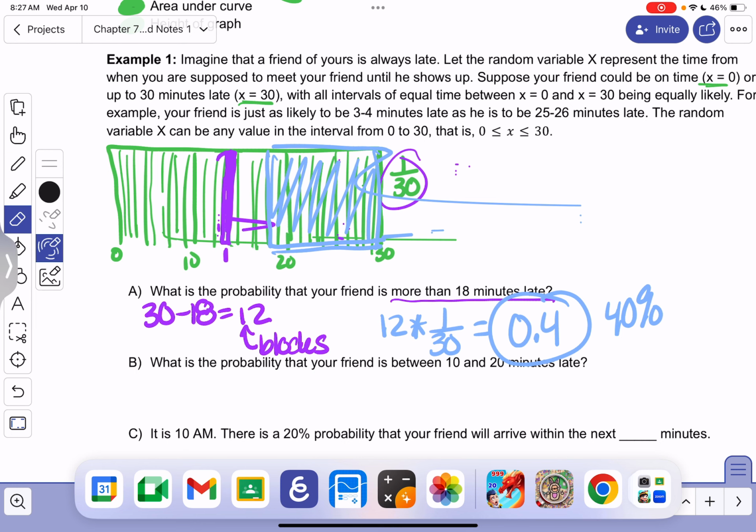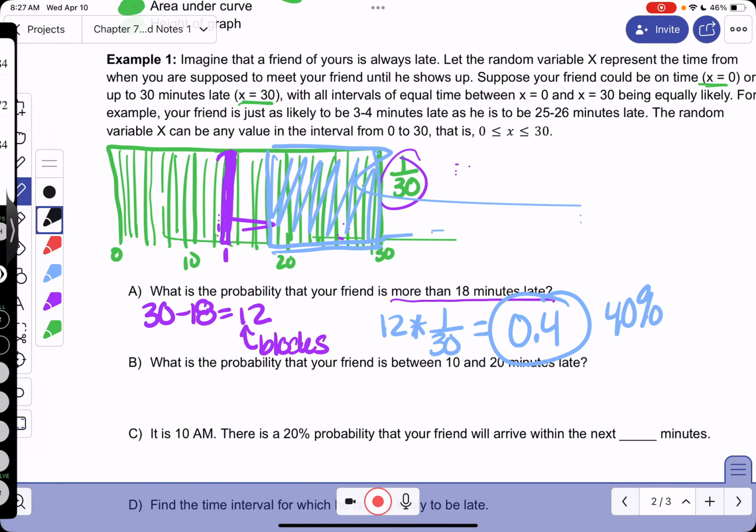Now let's look at, I don't know what I'm doing.